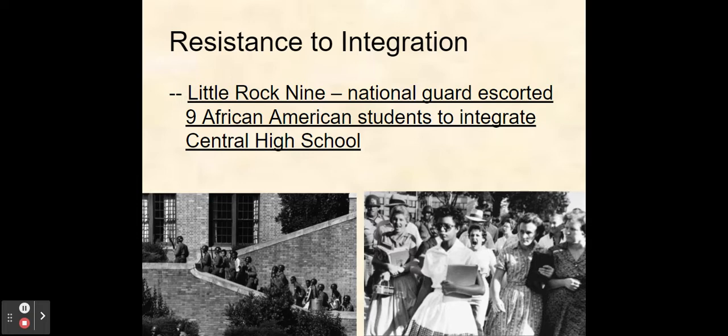Now, Central High School is still active today. It is still a high school today. It is also a National Historic Site. I think in the basement of the building, there's a little museum where you can learn more about this. And like I said, it is still an active high school.